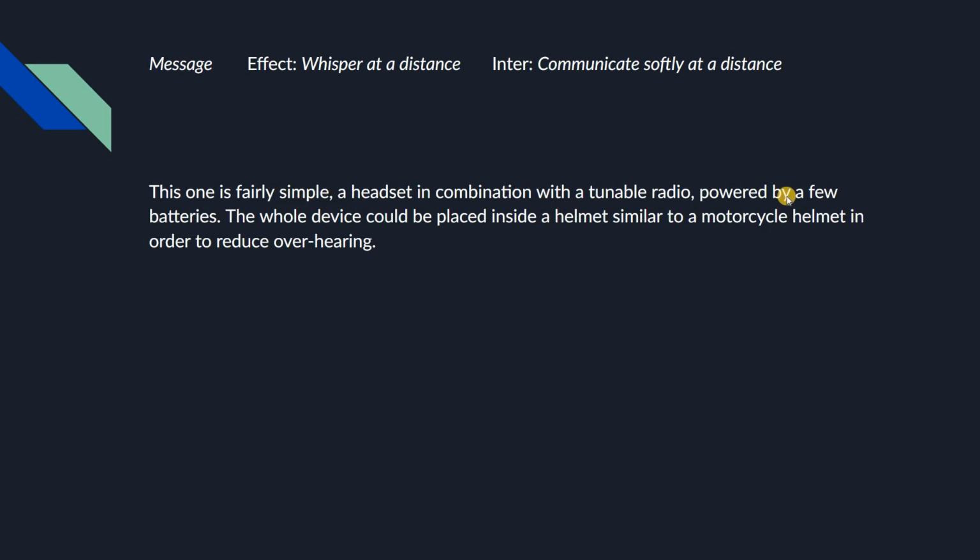You could have a headset with a tunable radio. You just need a few batteries. And then that whole thing could be inside a motorcycle helmet to reduce overhearing if you want it to be. This one is kind of a little boring because it's just combining different components really.